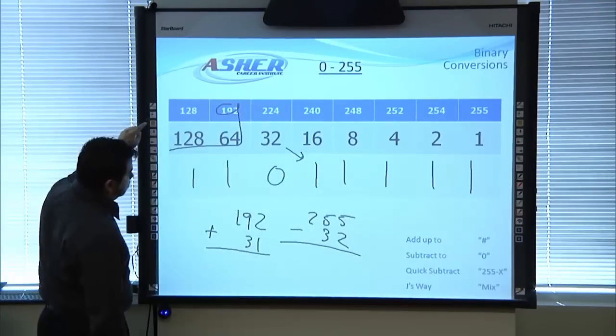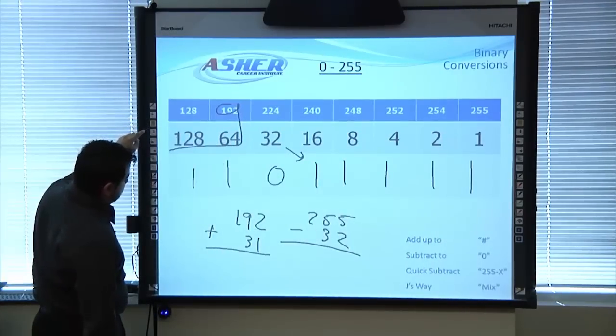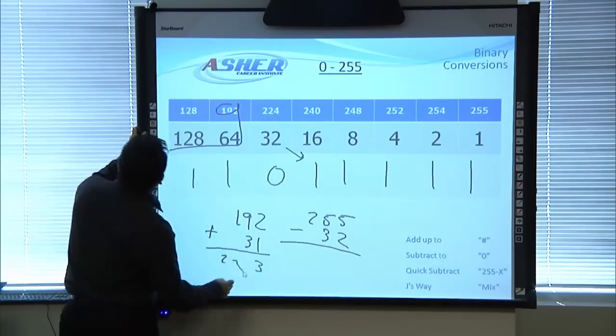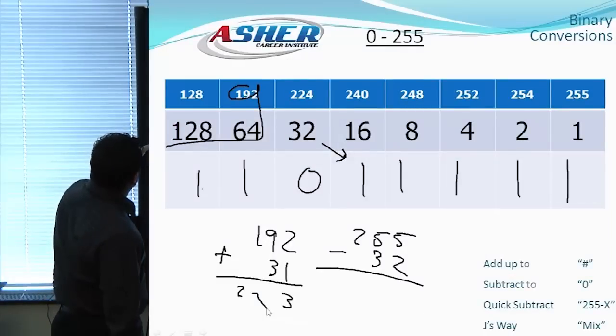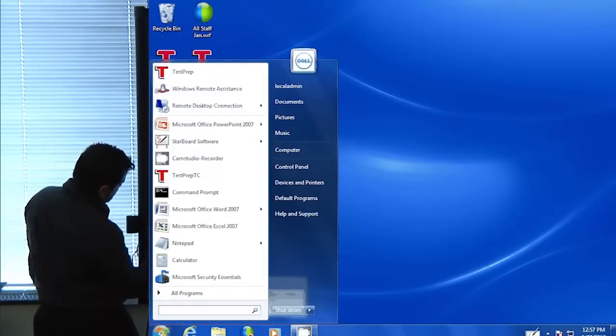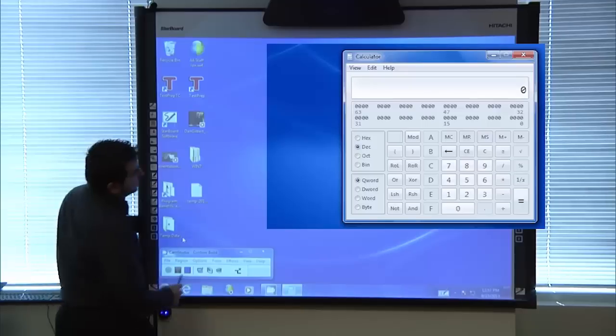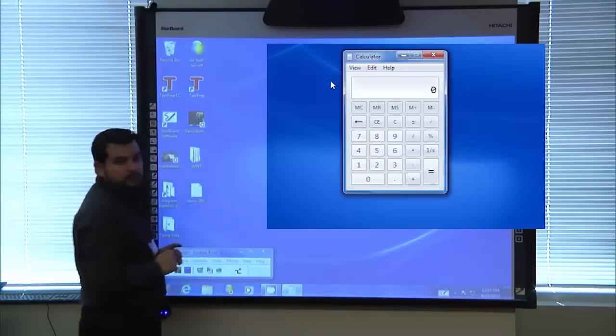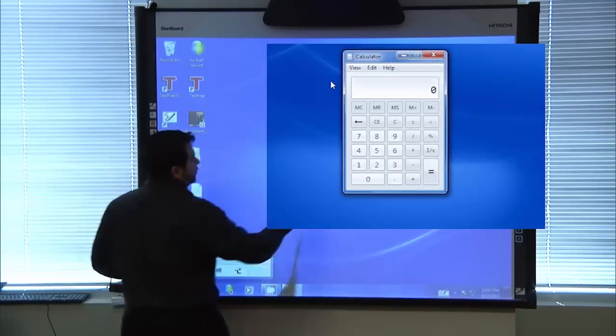If you go to Start, and then you go to the calculator, right there, it will be in the standard view like this, right? And our number was 232, right?